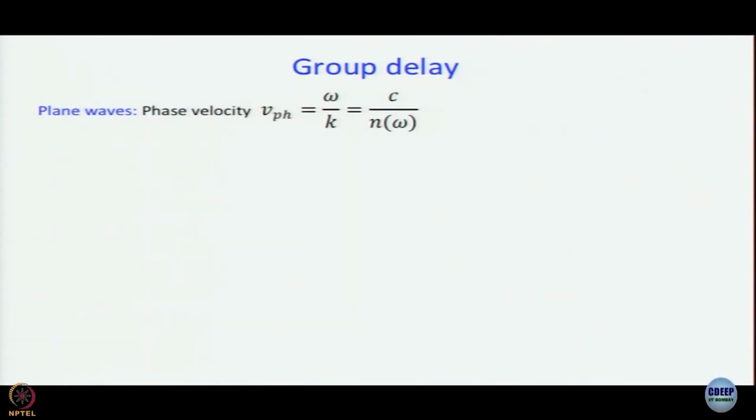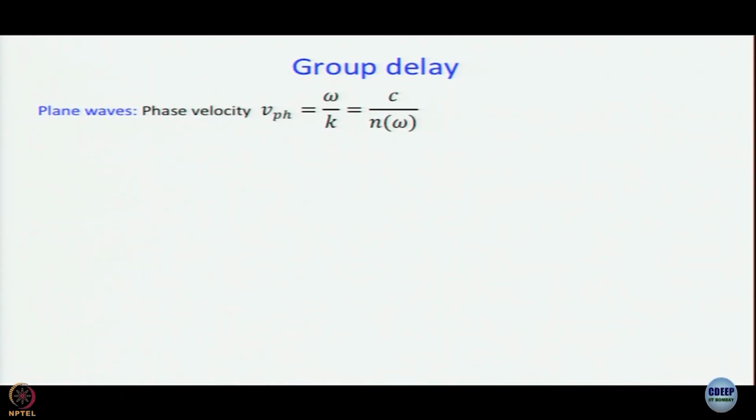Okay. So, second factor, group delay. Now, see, we have discussed earlier that plane waves are characterized by their phase velocity, right. Vph equal to omega by k is equal to c divided by refractive index at that value of omega. We have talked about this earlier.